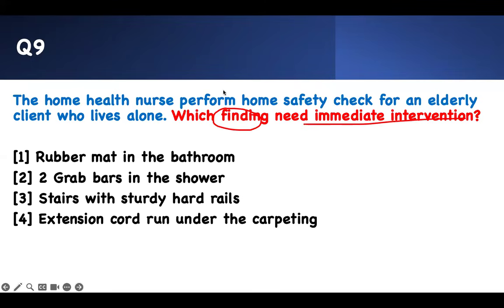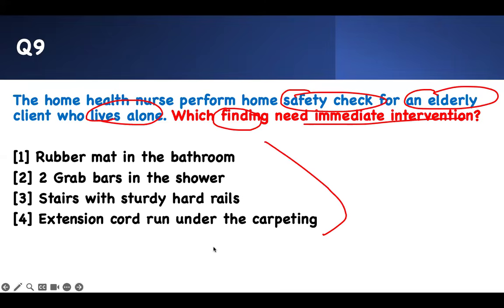We've got to intervene. A home health nurse performs a home safety assessment for a client who is elderly and lives alone. Which one should we intervene on? It's a safety problem. Which one is screaming safety issue? A rubber mat in the bathroom is good, because it is non-skid. Two grab bars in the shower are good. The patient can hold on to them so they don't fall.